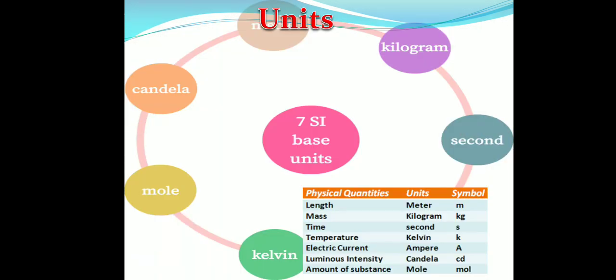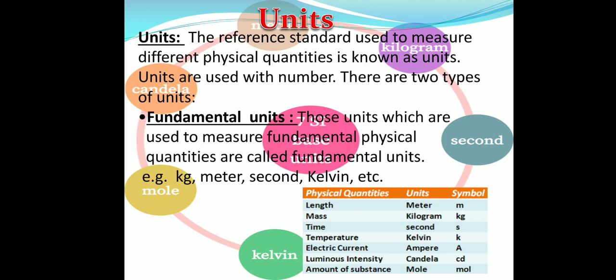Units. Now there are units. Just now I have told before, the measurement has two parts, that is the numerical part and the units. The numerical part denotes the number, and the units are used to measure physical quantities. They are the reference standard. By using them, we come to know what kind of physical quantity it is. The units are always used with numbers.